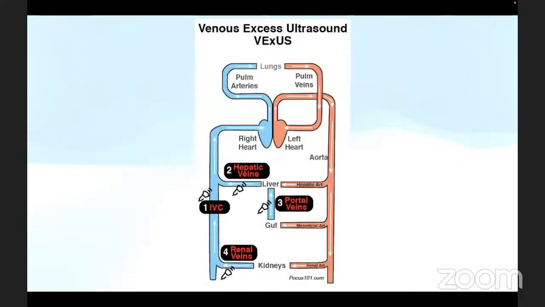So how to perform a VEXUS ultrasound and where do we have to look? There are 4 points which we should keep in mind. It can be done in 4 steps. The first is you look for the IVC, and then you look at the hepatic, portal, and renal veins. In this picture, you can see the sequence which we have to follow before we start doing VEXUS ultrasound.